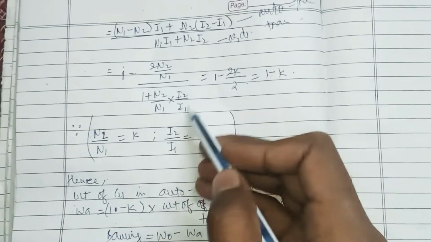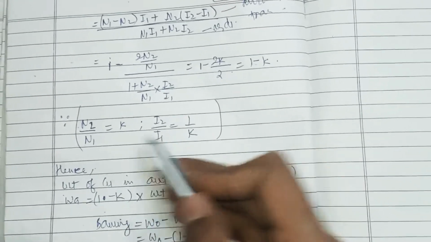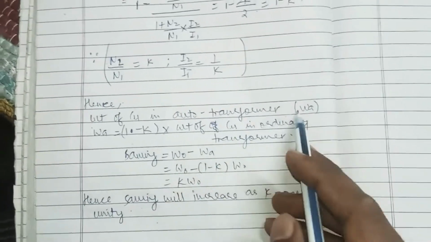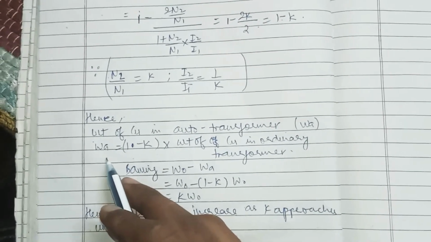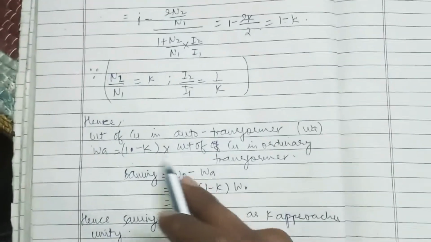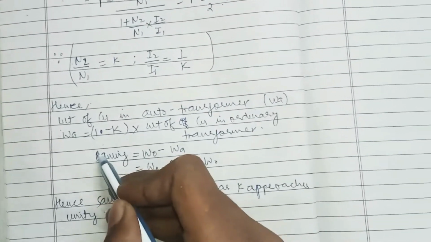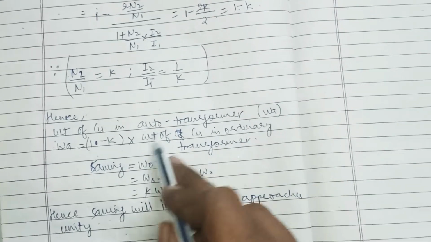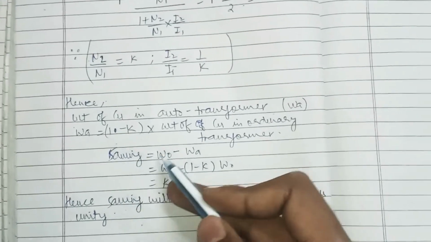Now, here we have to note that we replace I2 by I1 with 1 by K to simplify it. Hence the weight of copper in the auto transformer, W_A, is (1 minus K) times the weight of copper in the ordinary transformer. So the weight is reduced by a factor of 1 minus K. How much saving have we made in copper?